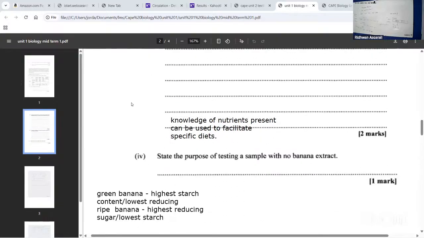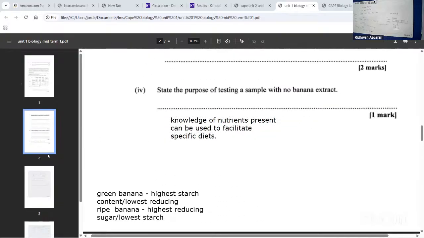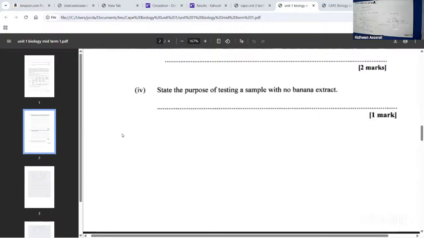What is the purpose of testing a sample with no extract? And that's so you have some type of control, so you know that all your reagents are working properly and you don't get any false positives or negatives.